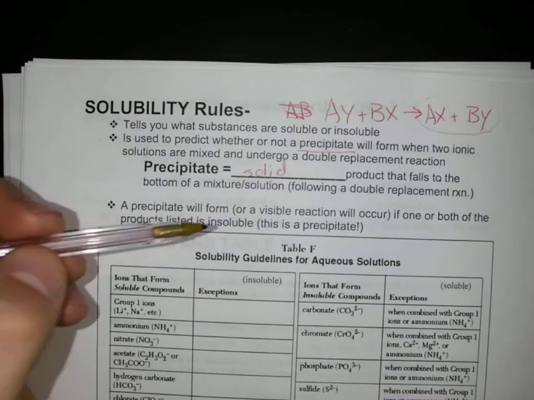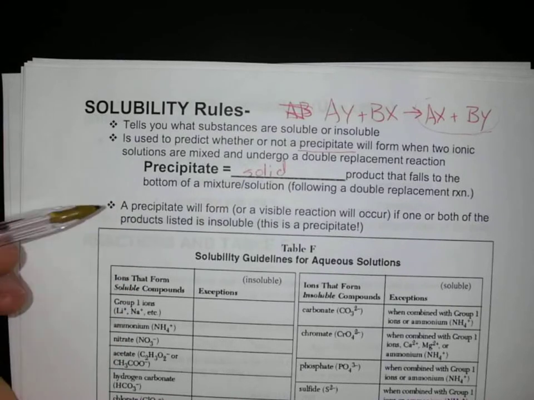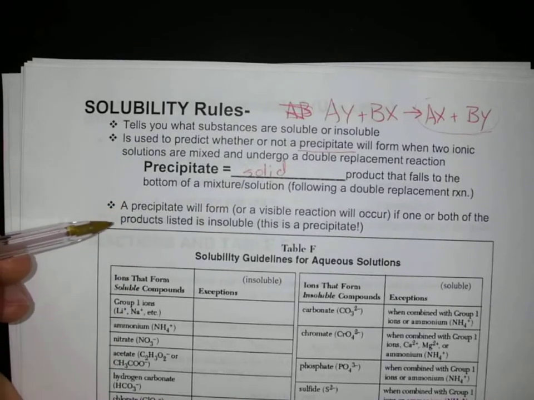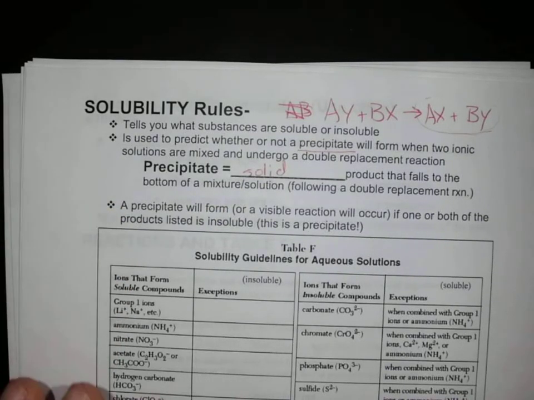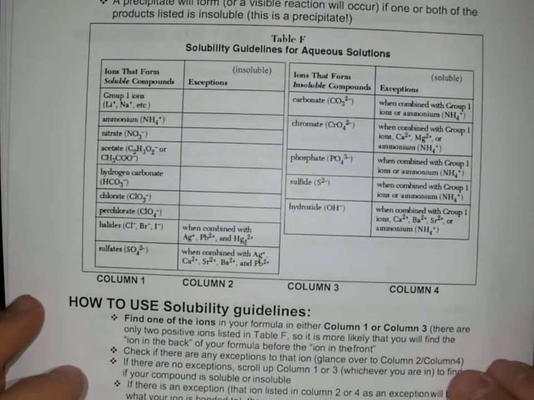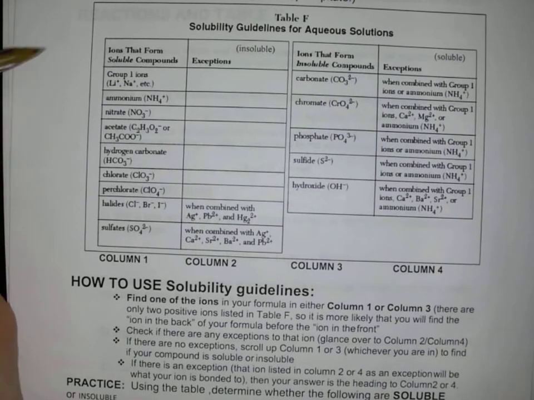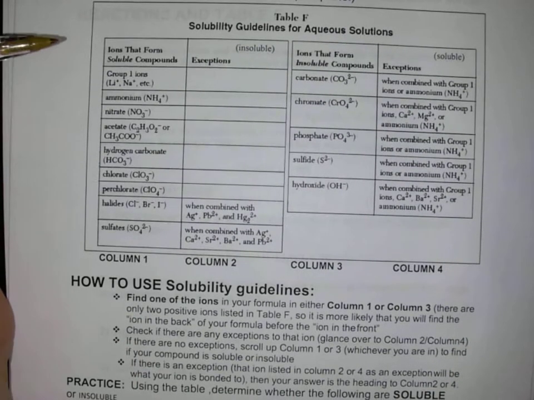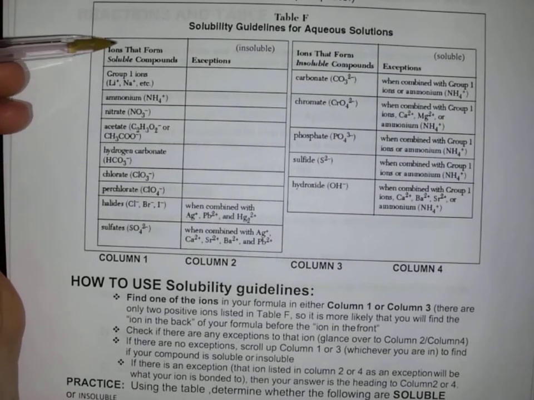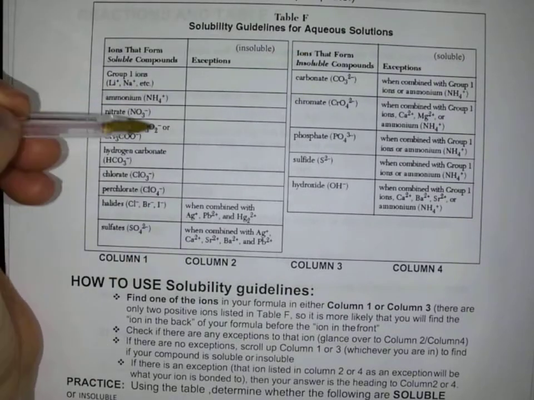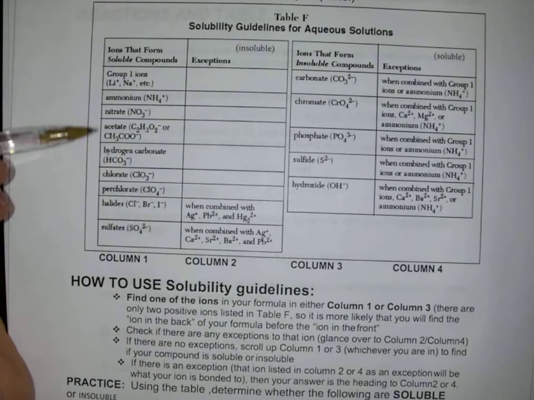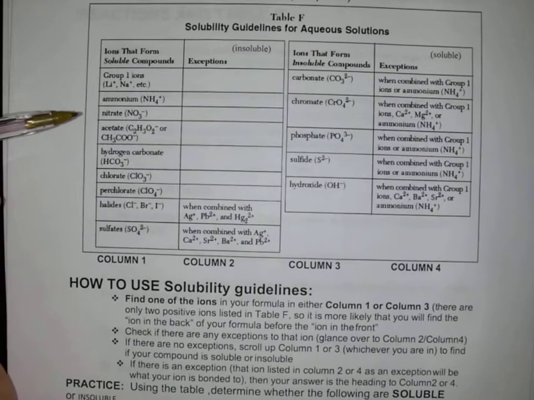So it is going to be visible. We'll generally be able to see it, and we will see one of those solids forming at the bottom. So how do we decide? Well, we get to use this table. Take a look at this table. We have two columns listing a whole bunch of our ions.